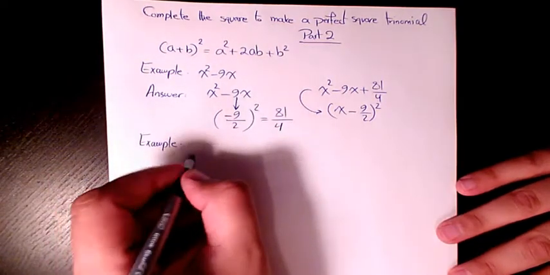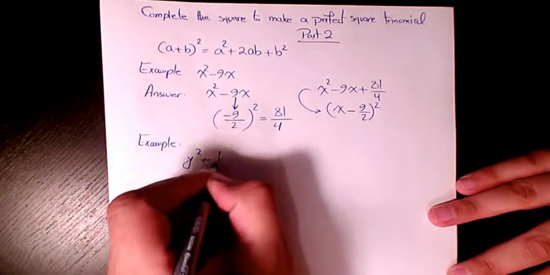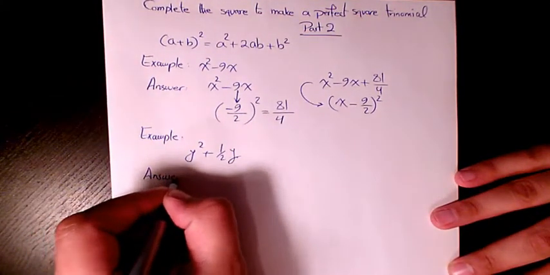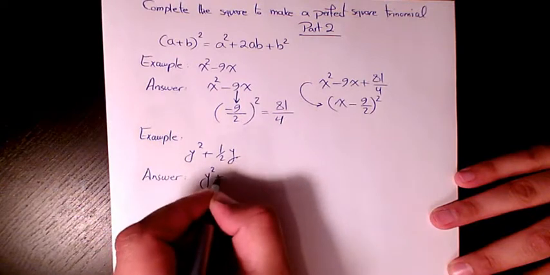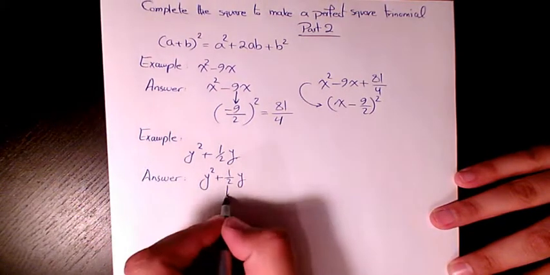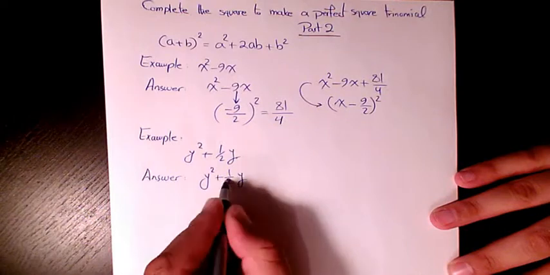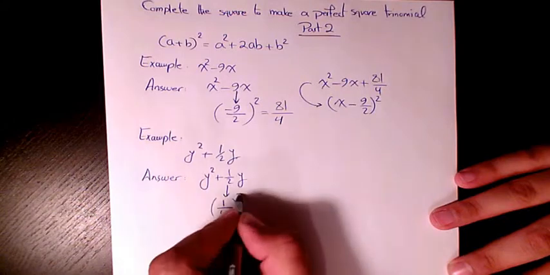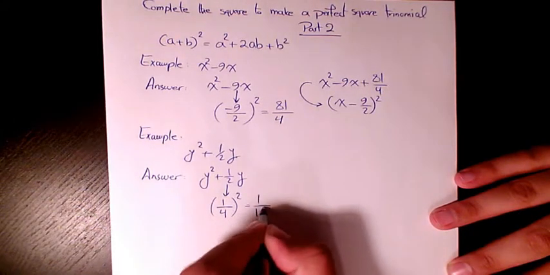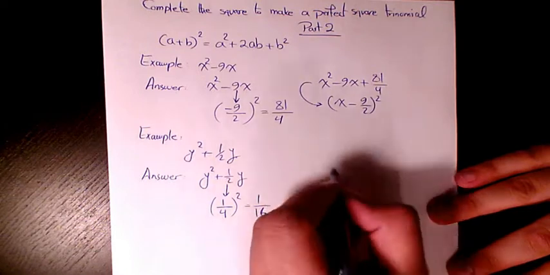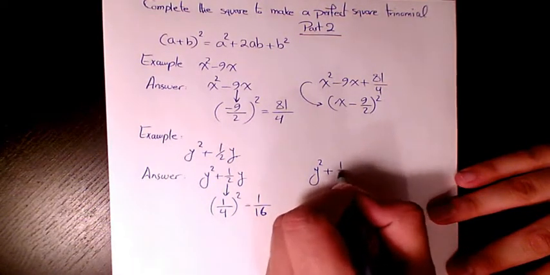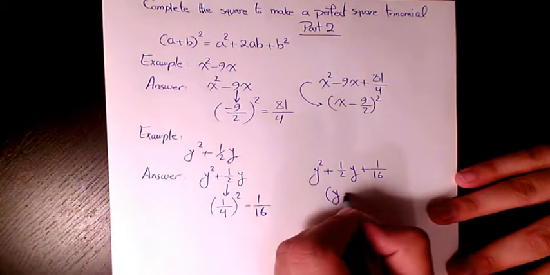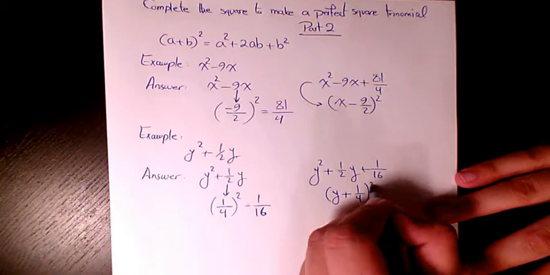is y squared plus 1 over 2y. We need to see what term we can add to make it a perfect square. So we have y squared plus 1 over 2y. So 1 over 2, we need to divide it by 2. 1 over 2, when you divide it by 2, that will be 1 over 4. Then we square it, it's going to be 1 over 16. So if we have y squared plus 1 over 2y plus 1 over 16, we can say that is (y plus 1 over 4) to the power of 2.